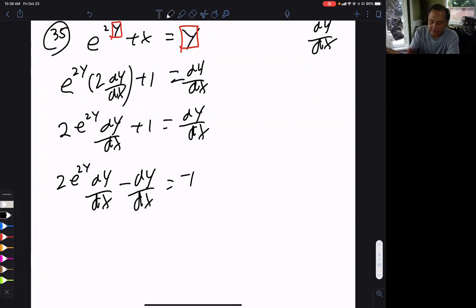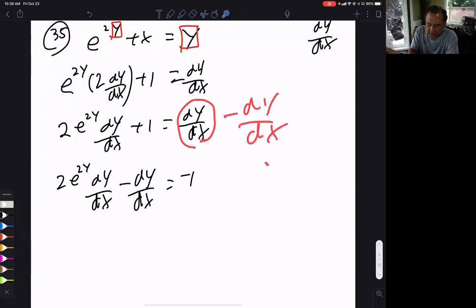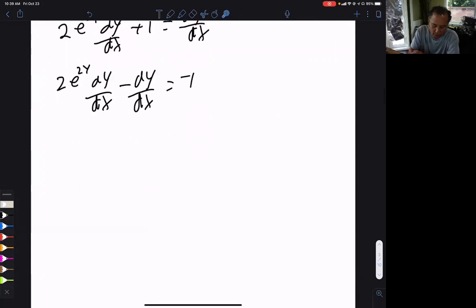What just happened? I want to get rid of that because it doesn't have dy/dx, so I subtract 1 from both sides, so that's why there's a negative 1. I want all the dy/dx's on the left side, so I subtract that from the left side and the right side, so that's why it's there. My goal is to isolate dy/dx. I notice these both have it, so I can factor that out.